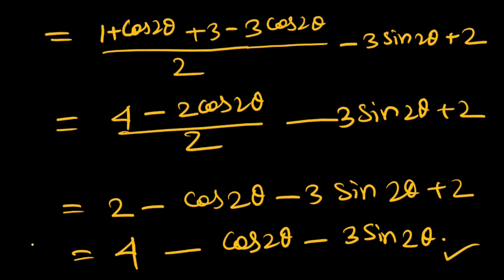So we want to find the minimum value of this function. Therefore, if we find the maximum value of cos 2 theta plus 3 sin 2 theta, then this gives the minimum value of this function. So now we want to find the maximum value of cos 2 theta plus 3 sin 2 theta.